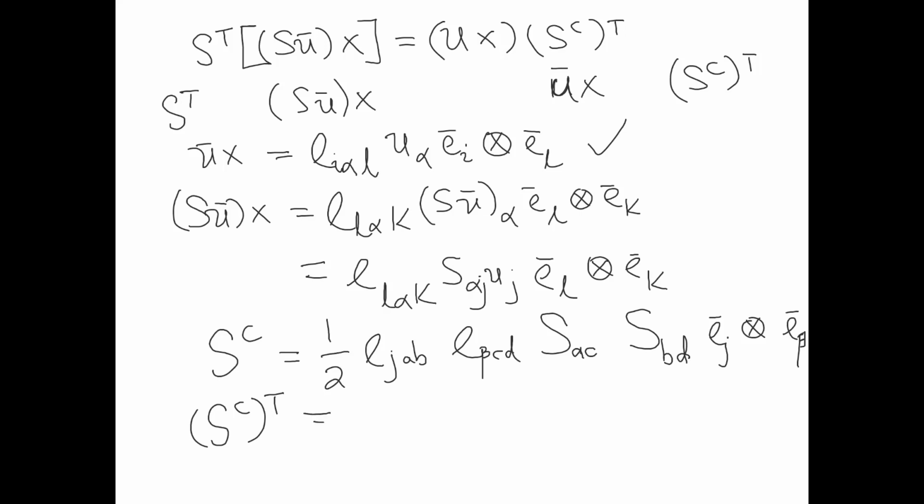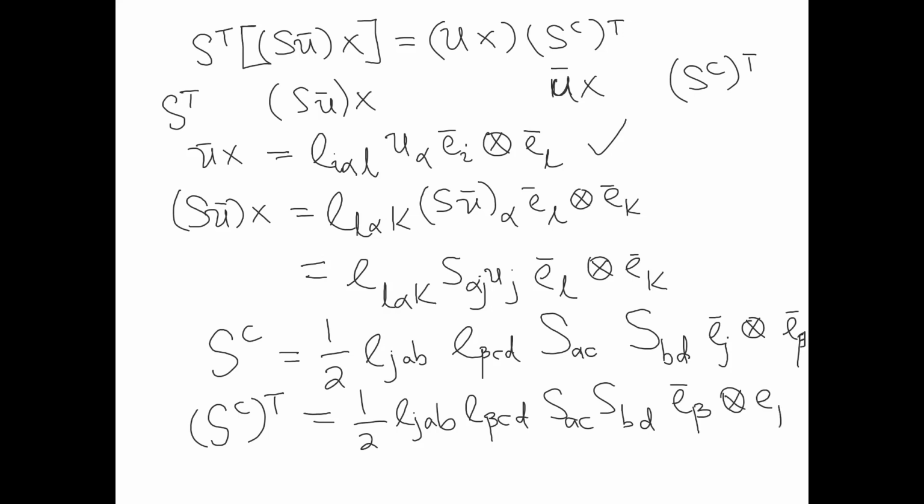So the transpose of that is half, alternating symbol JAB, alternating symbol beta CD, SAC. So all the scalars stay the same, and I just swap my basis vectors. That's all. Once you swap the dyad, you have transposed. Is the transpose of the cofactor clear?